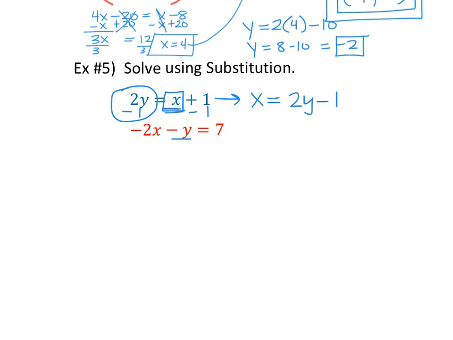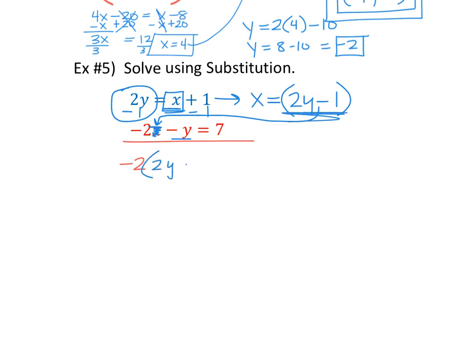Okay, so now I know what x equals. This is what x equals. I can take out an x in the next equation and put in what's in the parentheses. So we're going to rewrite that. I'm just rewriting this equation. Negative 2 times my x value, which is (2y minus 1), and then back up to our equation, minus y equals 7.